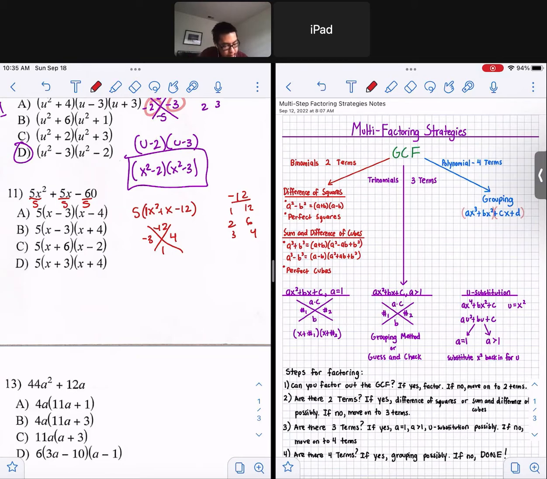And because, remember, since a is equal to 1, we just use the two side numbers as our factors. X minus 3, x plus 4, which is going to be b.